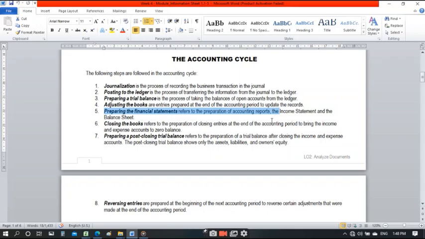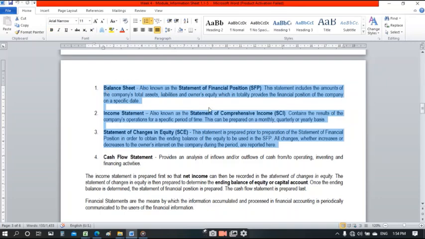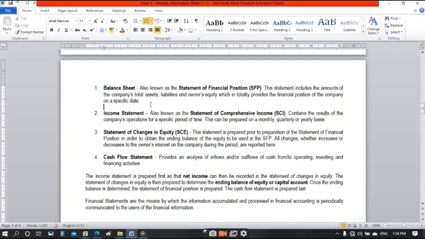So these are the financial statements to be prepared in the accounting cycle. We have the balance sheet, income statement, statement of changes in owner's equity, and the cash flow statement. The first three financial statements, yun lang yung discussion natin for today, in an accounting form. Hindi pa tayo magdadirect ng worksheet, but in your module, it is already included because worksheet is also part of preparing the financial statements.